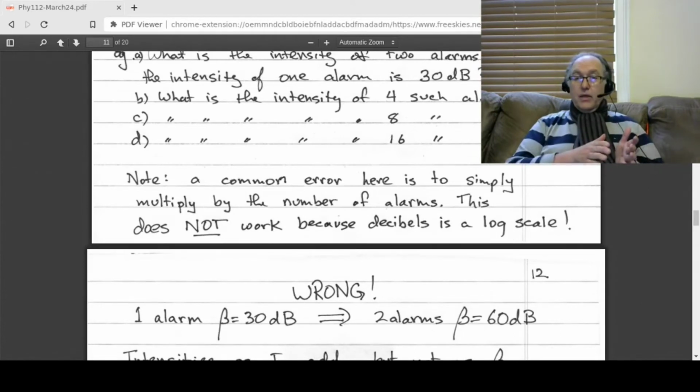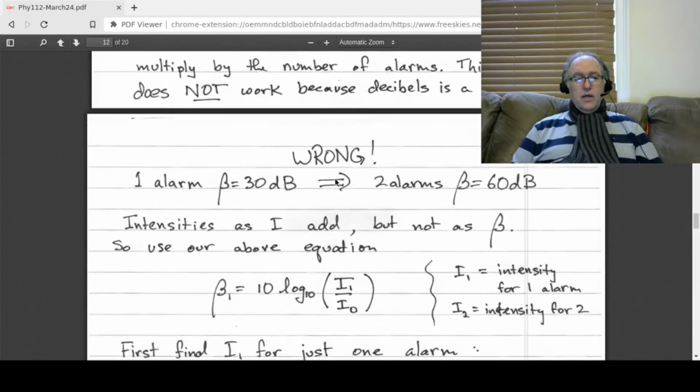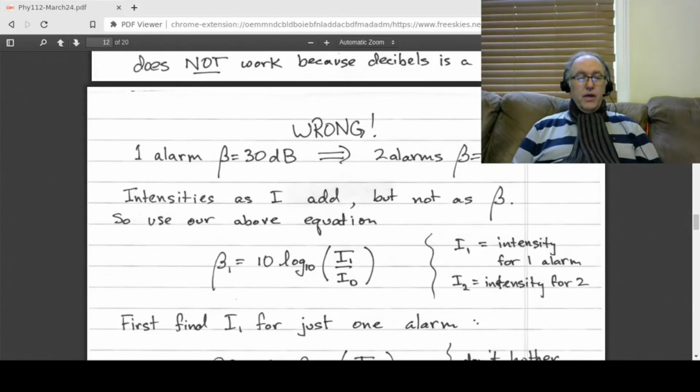I works that way. If 1 alarm was, say, 5 milliwatts per meter squared, then 2 alarms would be twice that, 2 times 5, which is 10 milliwatts per meter squared, and so on. But betas don't work that way, because betas are on a log scale, and log scales are not additive. So let's see how they work. Let's go through this question with some care.